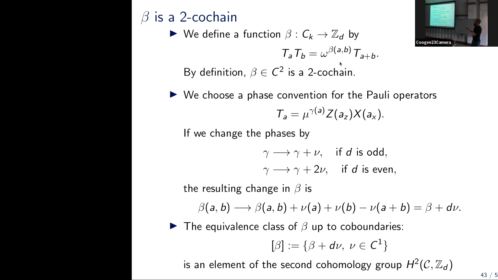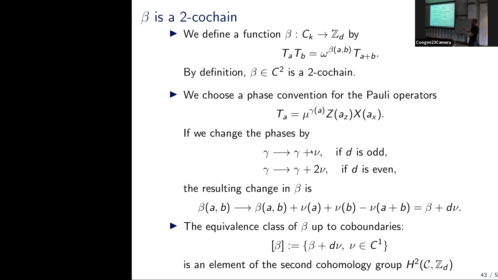We can look at what happens to this function when we change the phase convention, right? Because in order to do any of this, we started by fixing a phase convention for the Pauli operators. Supposing we want to change this phase convention by adding some 0 cochain, going from gamma to gamma plus nu, the resulting change in beta looks like this. So beta goes to beta of AB plus nu of A plus nu of B minus nu of AB. This is just the addition of a co-boundary.